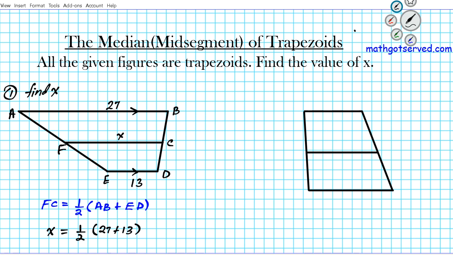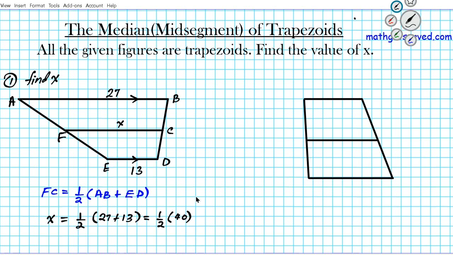Now we're going to use PEMDAS on the expression to the right of the equation. Use the order of operations to simplify it. We carry out the operation in the parentheses first. So we have 1/2 of 27 plus 13, which is 40. 1/2 of 40 is the same thing as 40 divided by 2. So x is equal to 20. The median in this trapezoid is 20 units long.